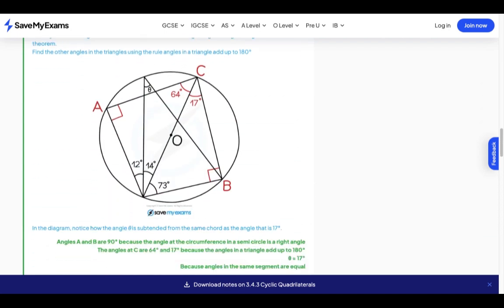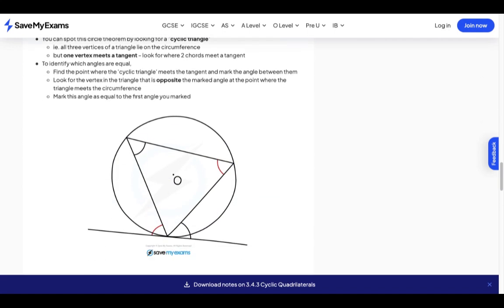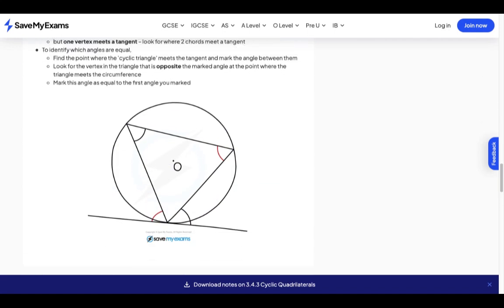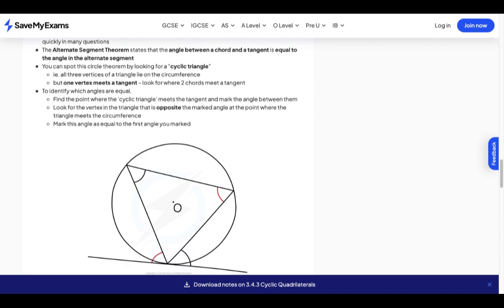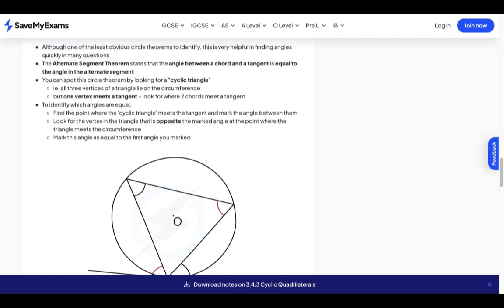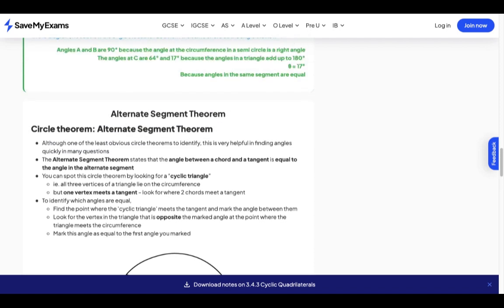Are you with me? Yes. Okay. Do you understand that one? You want me to draw it and we solve it? Yes. You want me to draw it? Yes. Okay.